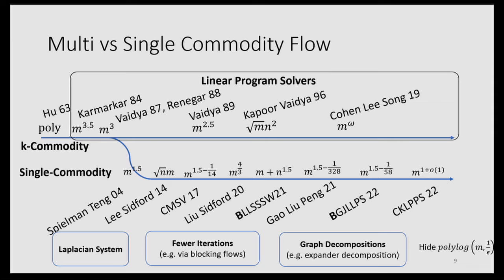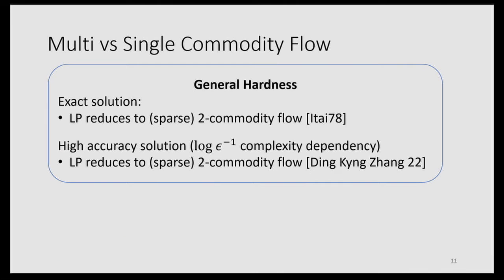So why is there this distinction between these two? Why does it look like multi-commodity flow does not support graph techniques? There is some evidence for this, why it's kind of reasonable to not expect graph techniques. One thing is that, let's say you want to solve multi-commodity flow exactly. Itai back in the 70s has shown that any linear program can be reduced to a multi-commodity flow instance. So if you have an exact multi-commodity flow algorithm, you immediately get an exact linear program solver.